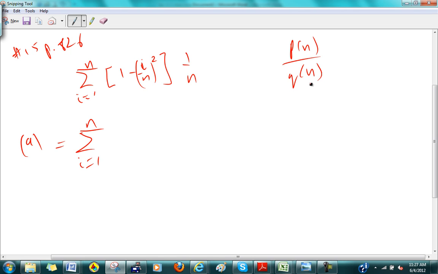This is going to be a polynomial in i and n. n is actually a constant. i is going to be the variable here.